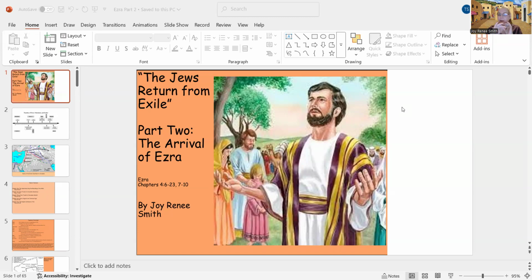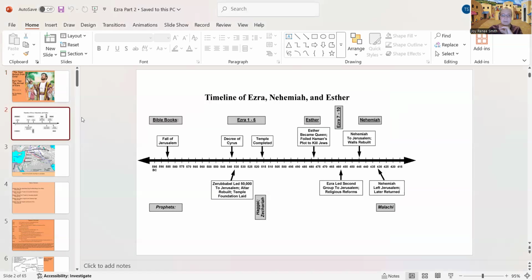I've already put in the first part of Ezra, and there's quite a time gap between the first part of Ezra and the second part of Ezra. In that time gap is the book of Esther, which has already been inputted as well. In fact, I have a timeline here for you.